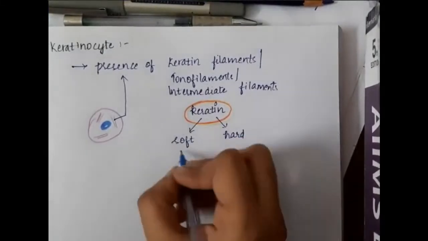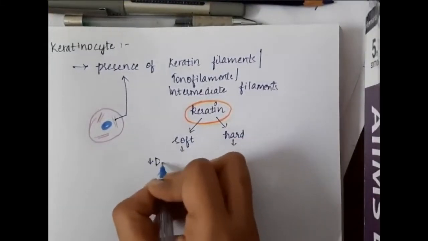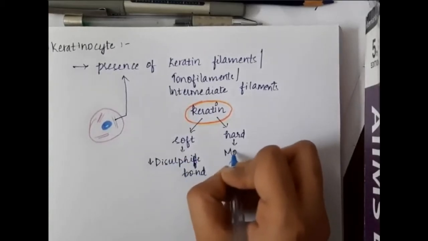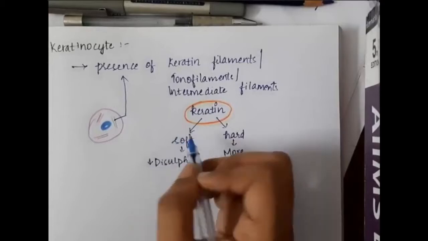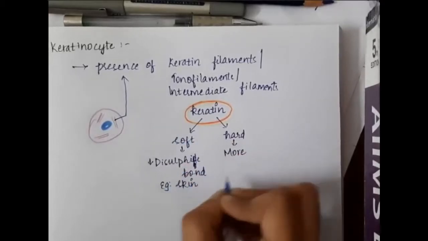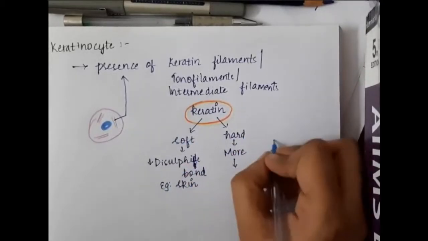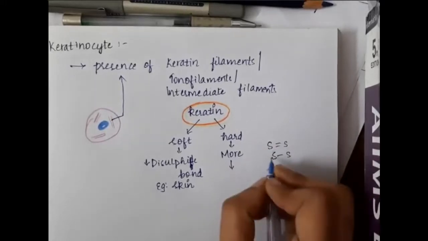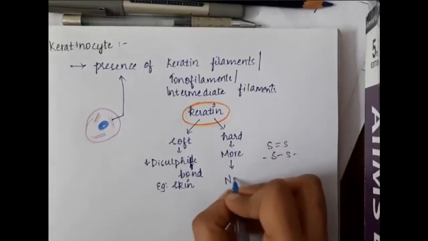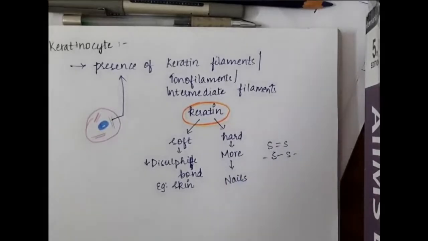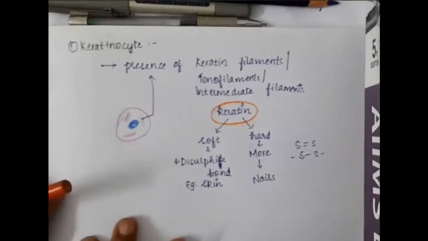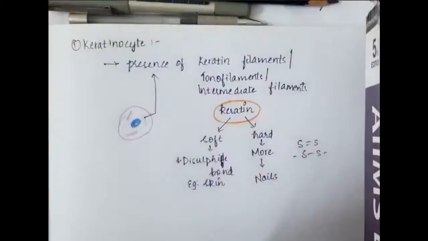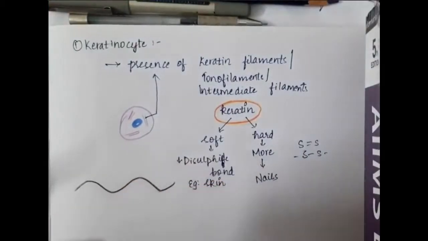Soft keratin has fewer disulfide bonds. For example, soft keratin is present in skin, whereas in hard keratin you will see more disulfide bonds, and it is present in nails. Then I have said that keratinocytes contain keratin filaments, so we will learn some important points about keratin filaments.